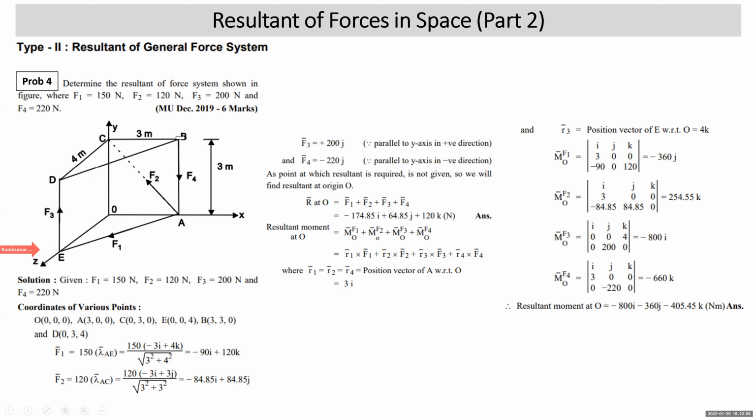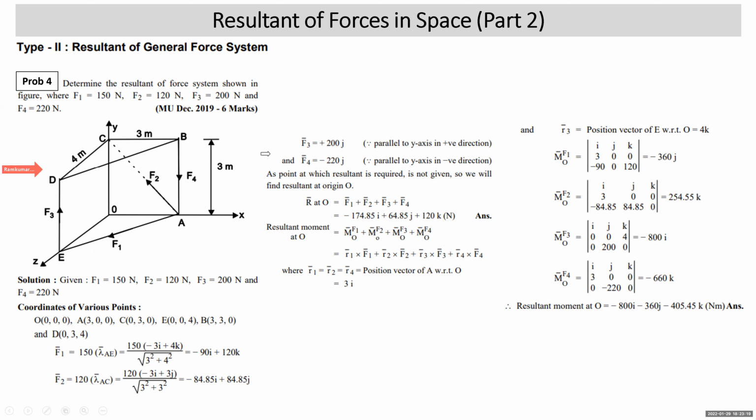Then the coordinates of point B, it's lying in the xy plane, so the z coordinate will be 0: 3, 3, 0. Then we come to point D. Point D is lying in the yz plane. The x coordinate is 0, the y coordinate is 3 and the z coordinate is 4: 0, 3, 4. So I think this way we have written the coordinates of all the points.